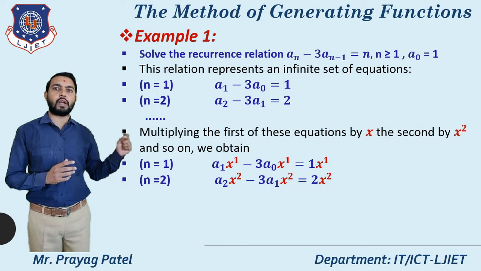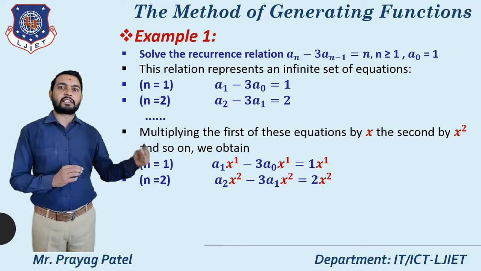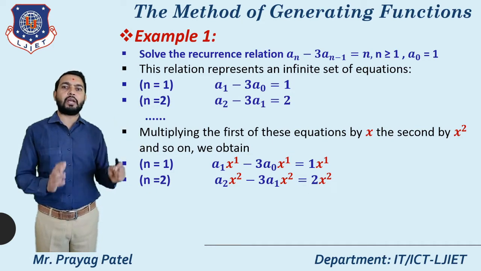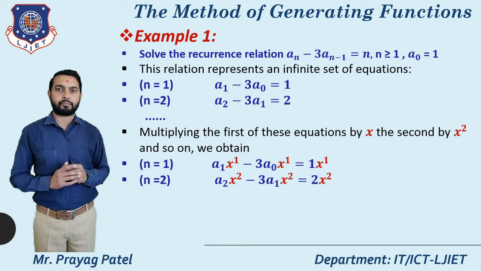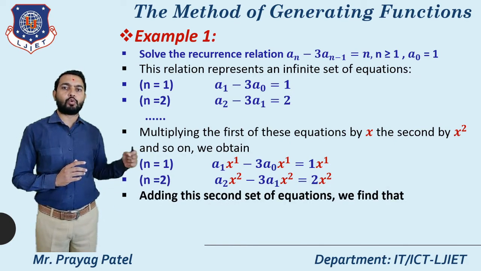So for n equal to 1, multiply with x. If n equal to 2, multiply with x squared. If n equal to 3, multiply with x cubed. Each and every equation is multiplied by x raised to n. See here all the values, for n equal to 1, n equal to 2, n equal to 3, like this.